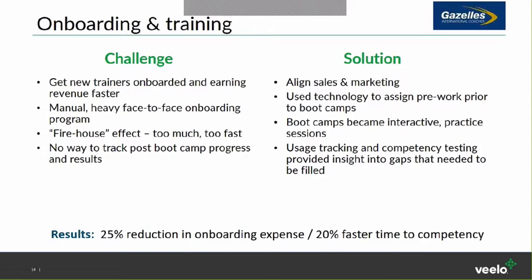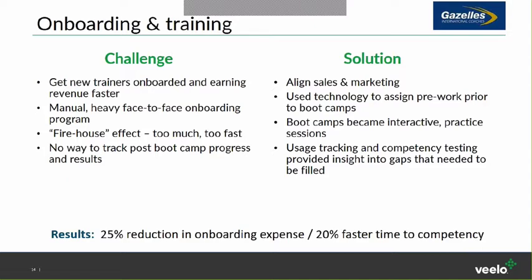So their solution, first thing they did was they aligned sales and marketing. Marketing was not necessarily creating content that was aligning to the sales training that was being delivered. They used technology to assign pre-work prior to the boot camps. And so what they were able to do is get rid of a lot of housekeeping type things, basic information that, frankly, you didn't need to sit in a classroom to learn. You could read on your own.